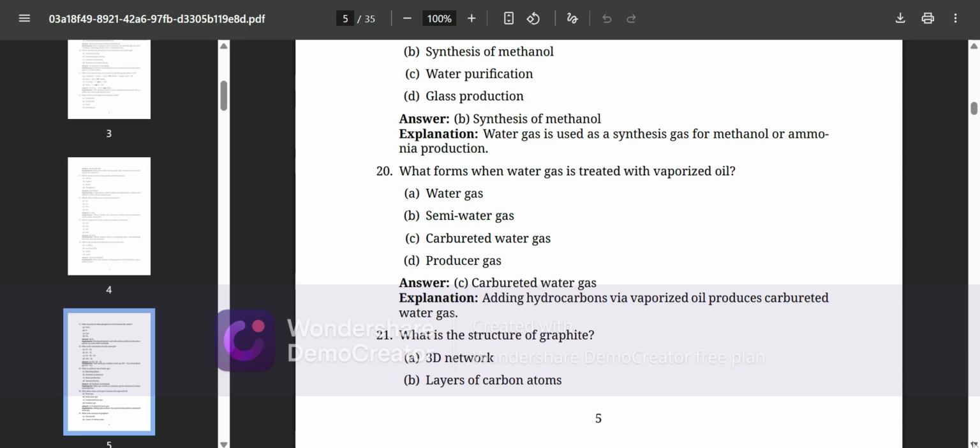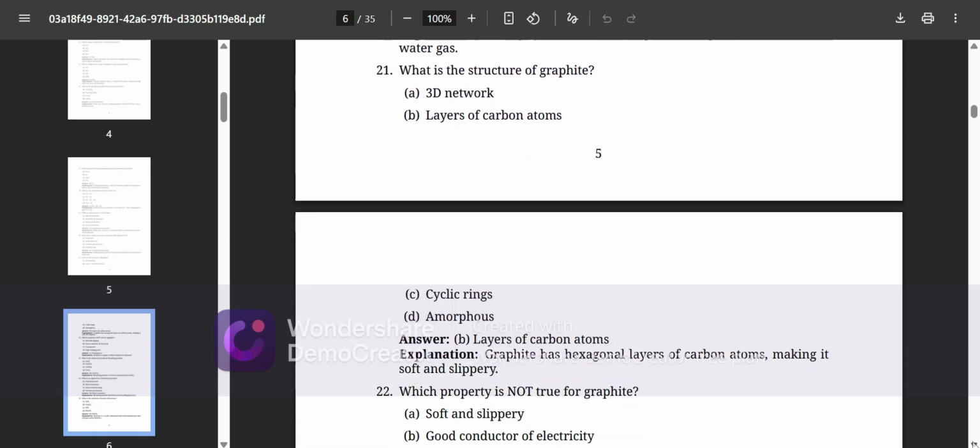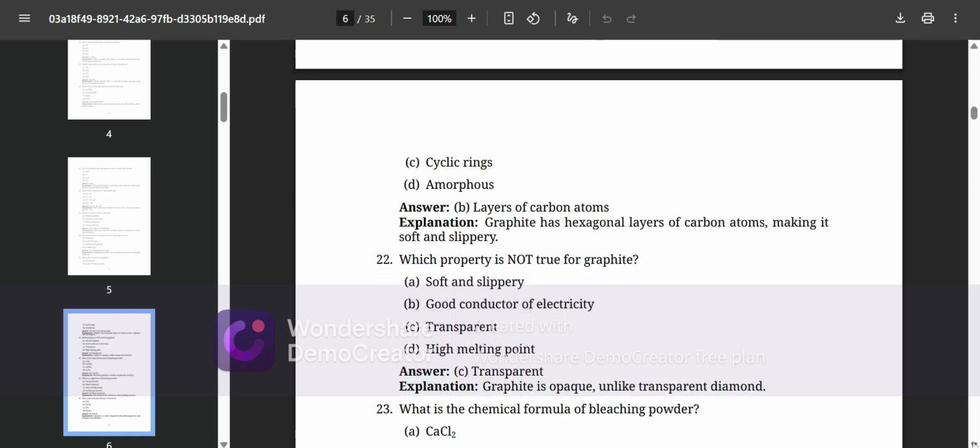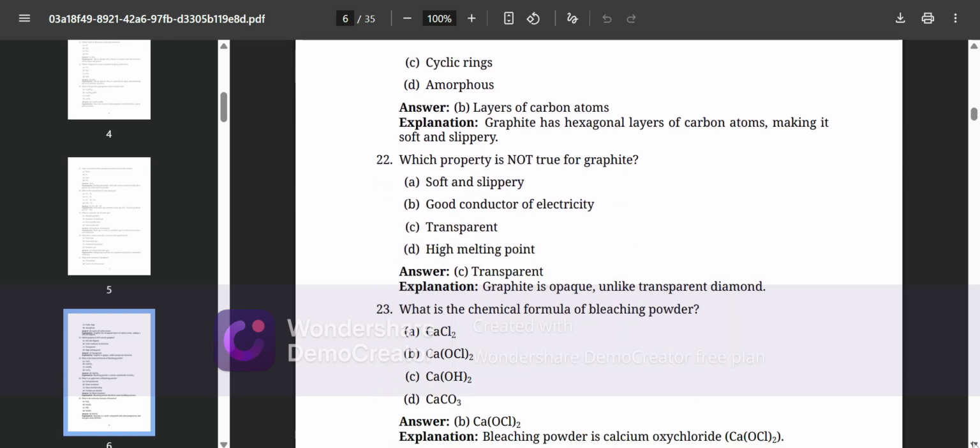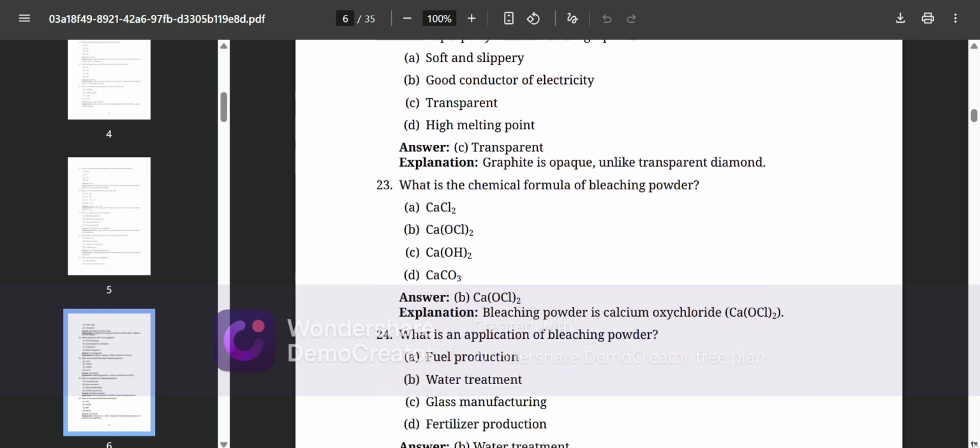What is the structure of graphite? Layers of carbon atoms. Graphite has hexagonal layers of carbon atoms, making it soft and slippery. Which property is not true for graphite? Transparent. Graphite is opaque, unlike transparent diamond.